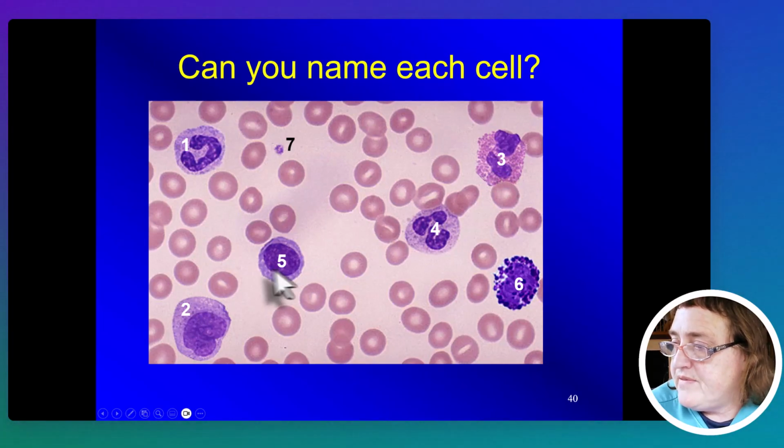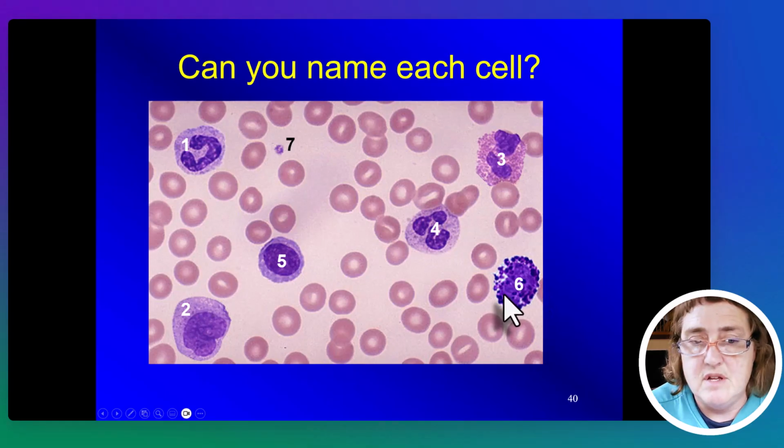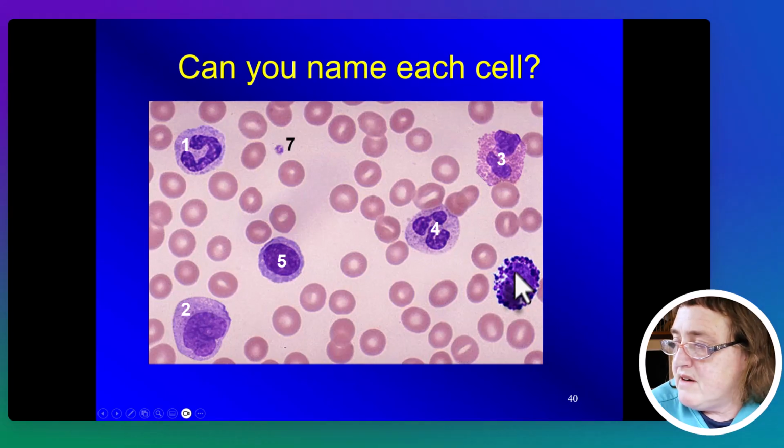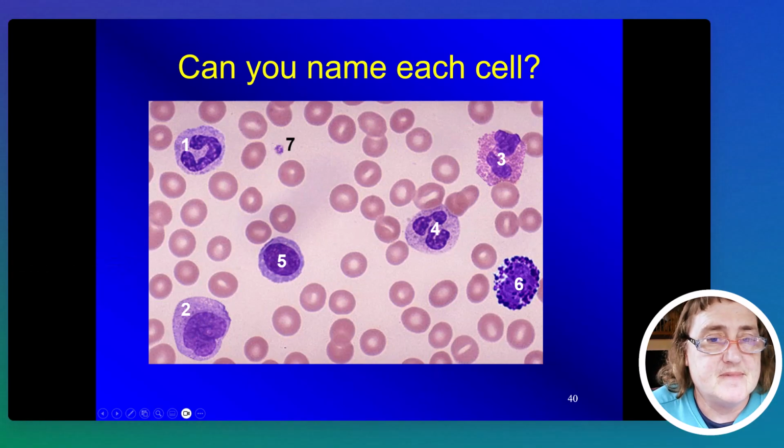Number 5 is a lymphocyte. They're littler, round, and they generally have one big nucleus. And number 6 is a basophil, lots of bluish background with granules. And number 7 is the platelet. All the other things in here are the red blood cells. So check them out.